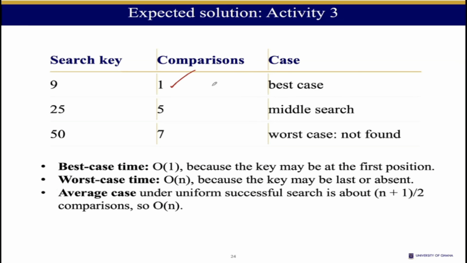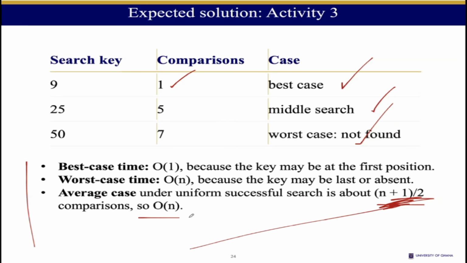Your search key, your comparisons, your keys, all the time look at it. The comparison was 1, and that's the best case. 25 was the middle, so middle search. And then the 50 was 7, which was the worst case, not found. So the best case is O of 1. Worst case is O of n. And like I said, the average case, because you are finding the average, is also still O of n, because n will be the dominant term. So take note of that.